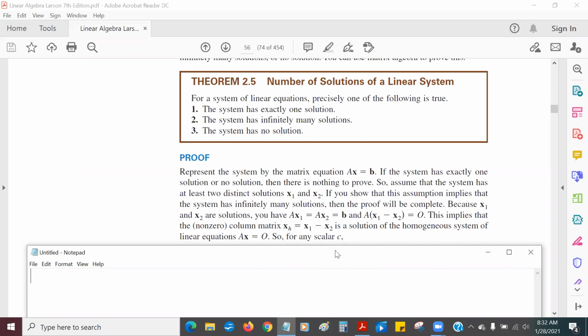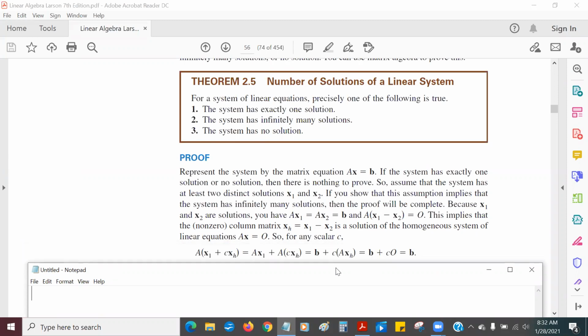So therefore, now here's where it really gets good and juicy. If I let C equal any scalar, and I put in x1 plus CXH, well, I could distribute. So that's going to be AX1 plus A times CXH. Now, I know that AX1 is equal to B, so I'm putting a big B there. And I know that one of the properties of matrix multiplication is that I can factor out that constant.